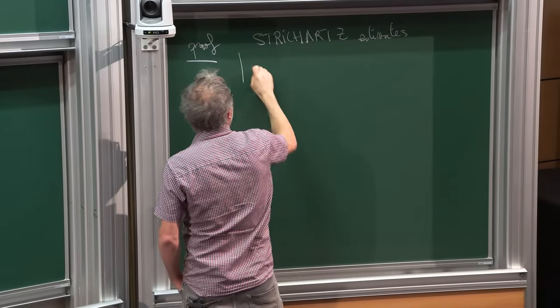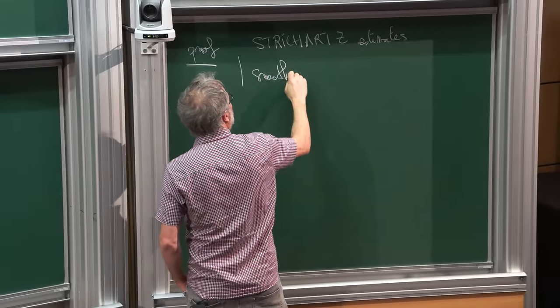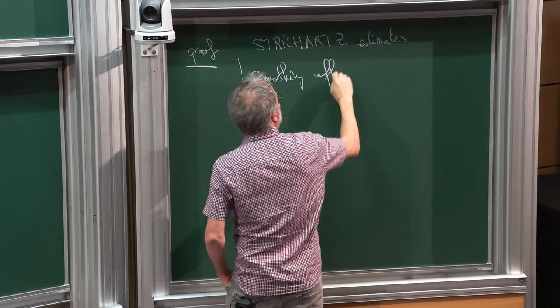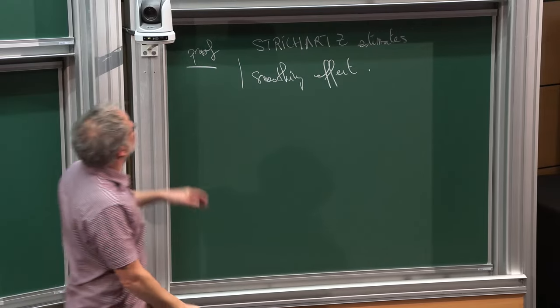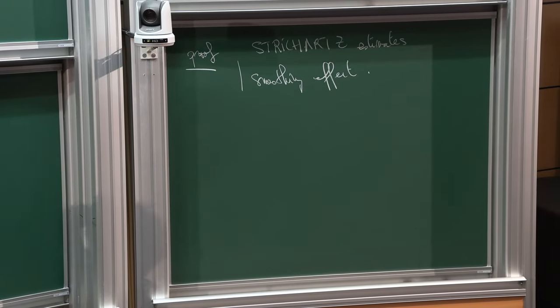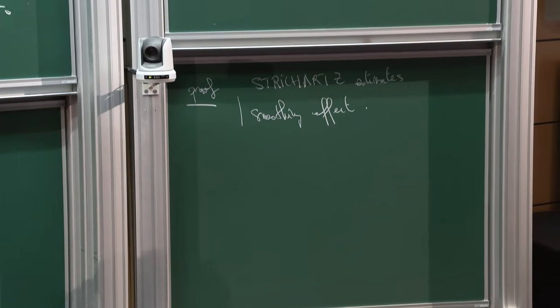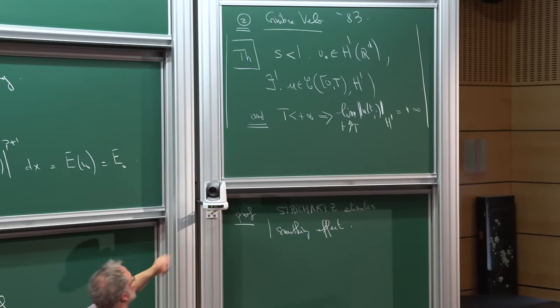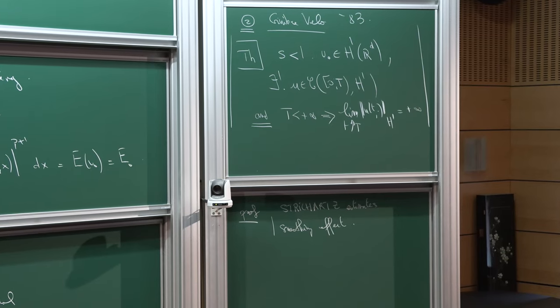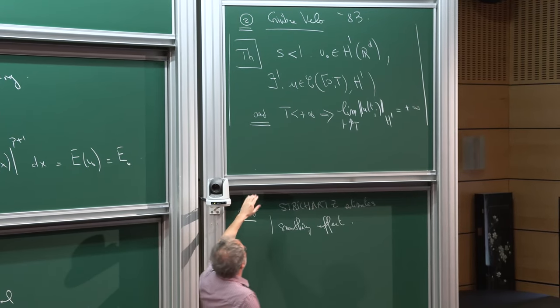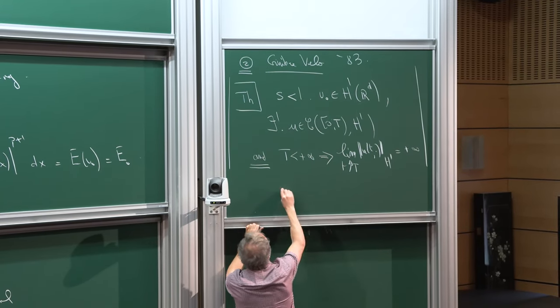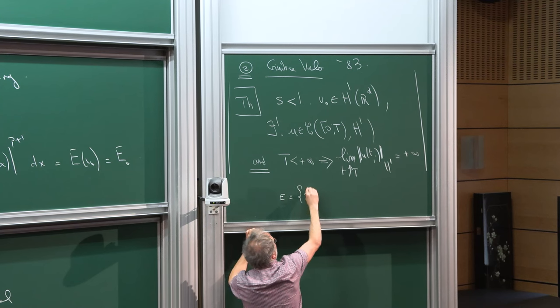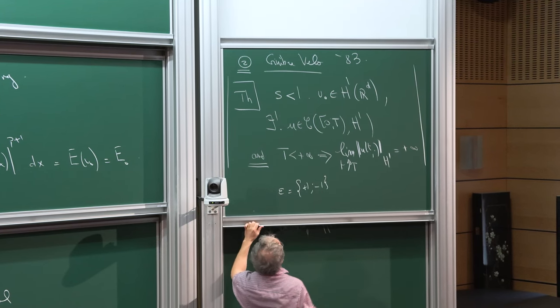Which, if you want a smoothing effect, you need to understand that at the end of the day, of course, you cannot just control the H1 norm, you need to control more, this is Strichartz, but at the end of the day, all you need to do, you have this blow-up criterion, you blow up if and only if the H1 norm blows up. Okay, and this has nothing to do with the sign of epsilon. Here, epsilon is plus 1 or minus 1, it's irrelevant.